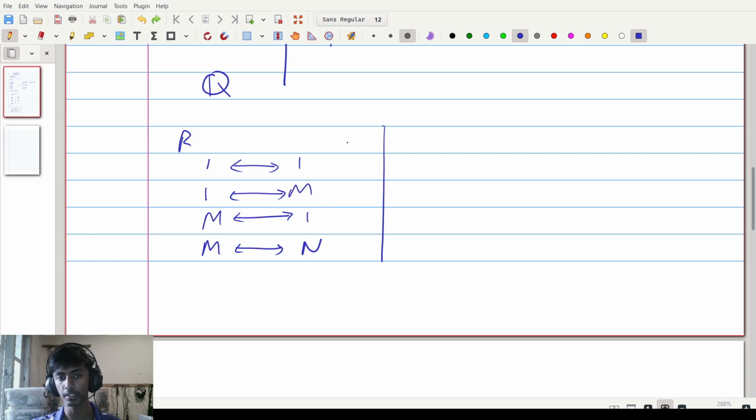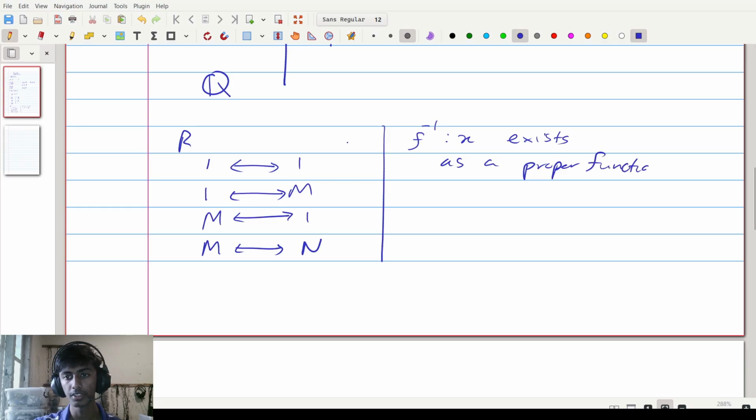We talked about the fact that given that a function maps certain elements to certain elements, its inverse function can also be a function if and only if the function itself is a one-to-one function. So if f inverse of x exists as a proper function, then f(x) is one-to-one, and that concluded the lesson for today.